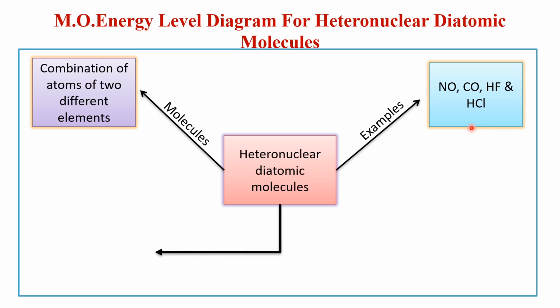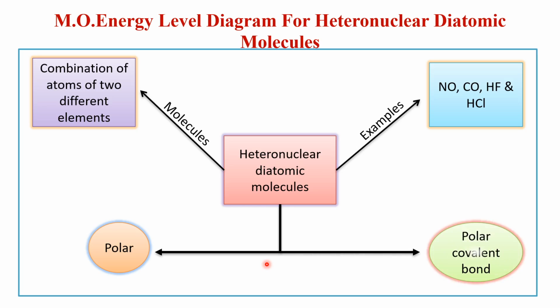Now in case of the heteronuclear diatomic molecules, as there are two different atoms, there will be charge separation, and hence we can say that the heteronuclear diatomic molecules are polar in nature. And when they are polar in nature, there is a charge separation, and hence the bond formed between the two atoms is always a polar covalent bond. So this is the characteristic of the heteronuclear diatomic molecules.